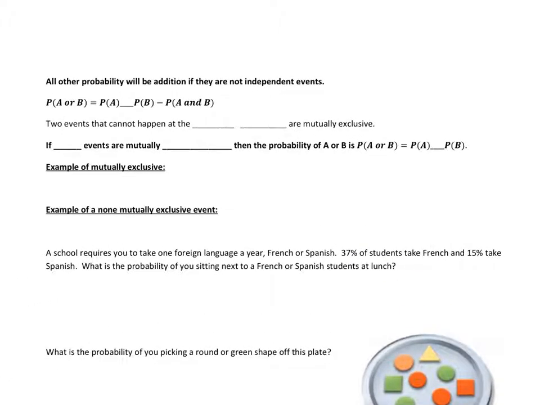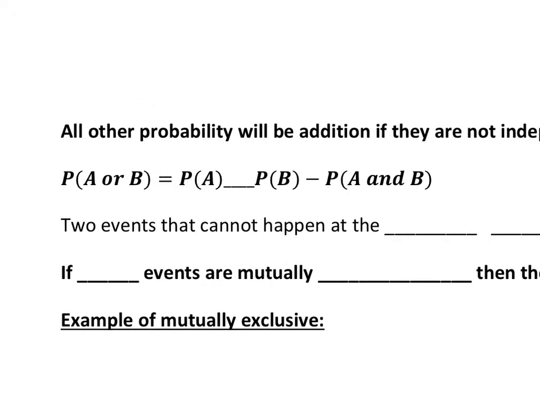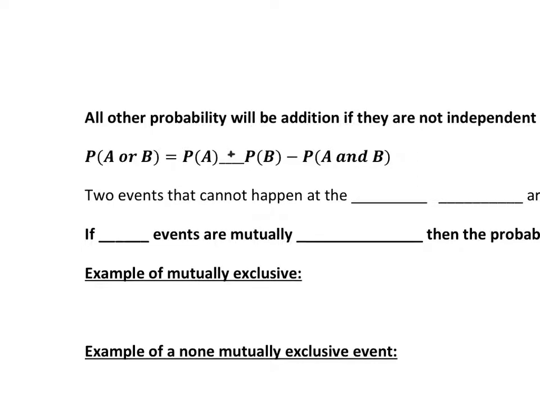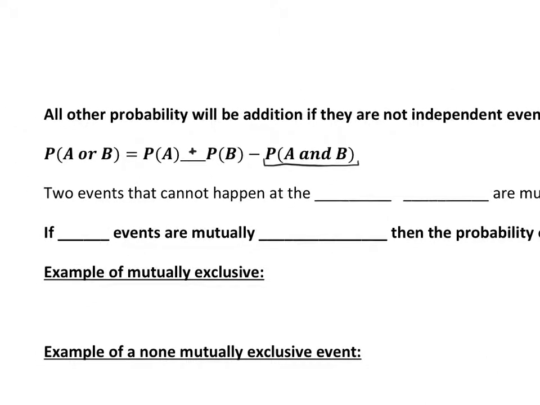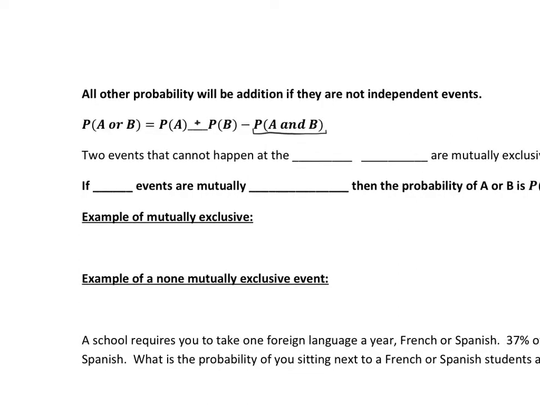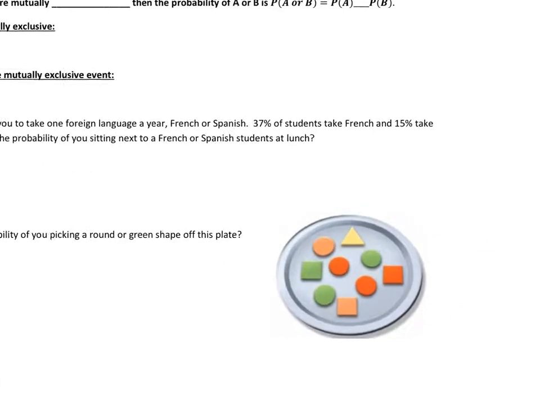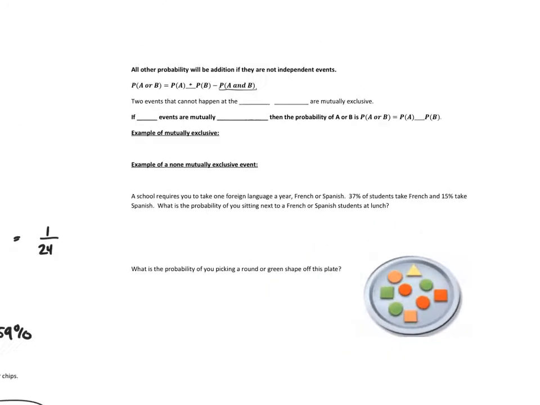So all other probability is going to be addition if they are not independent events. There's 2 formulas that we're going to be looking at here. If we're looking at 2 things and we want either one, so A or B, we're going to do the probability of A plus the probability of B, and then right here, minus the probability of A and B happening at the same time. That's going to seem confusing at first. Once we come down here to this circle and triangle and square shapes, it'll start to make more sense.